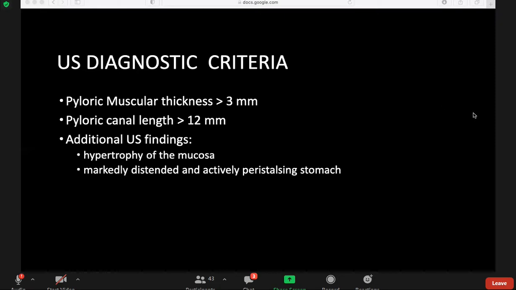So since the ultrasound is the diagnostic modality of choice, here are the criteria for us to be able to suggest or imply that the cause is pyloric stenosis. The pyloric muscular thickness is more than 3 millimeters with a canal length of more than 12 millimeters. Additional findings may also include hypertrophy of the mucosa and markedly distended peristalsis. So these criteria are all present in our patient.